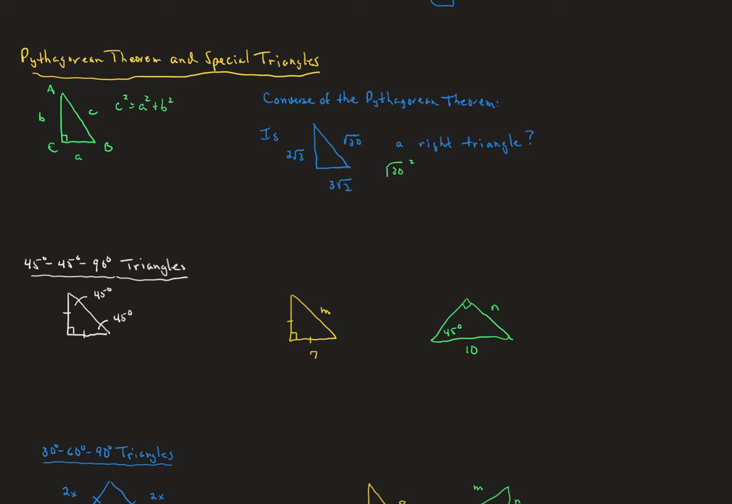If we take the square root of 30 squared, I'm going to ask the question, is that equal to 2 square root of 3 squared plus 3 square root of 2 squared? If it is, then the blue triangle here is a right triangle, and if it is not, then it's not a right triangle. The square root of 30 squared is just 30. The 2 square root of 3 squared gives us 4 times 3, which is 12. And 3 square root of 2 squared is 9 times 2, which is 18. And sure enough, they are equal. So the answer is yes, that is a right triangle.